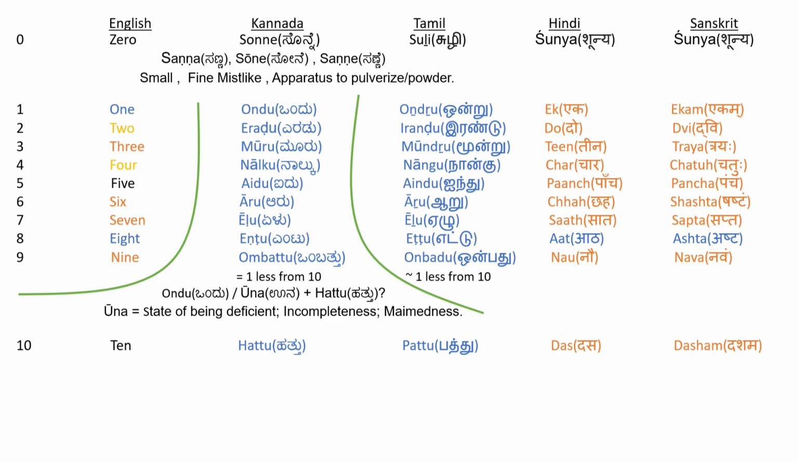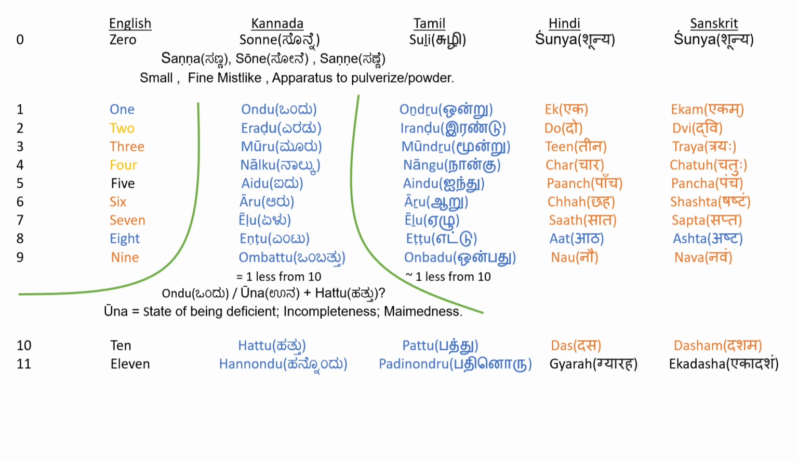So this is 10. 10 is hattu in Kannada, pattu in Tamil, das and dasham in Hindi and Sanskrit. So we can see this das and dasham is not related to 10 in English at all. Like 5 and 10, they don't have anything common with these Sanskrit words in the Indo-European languages, English.